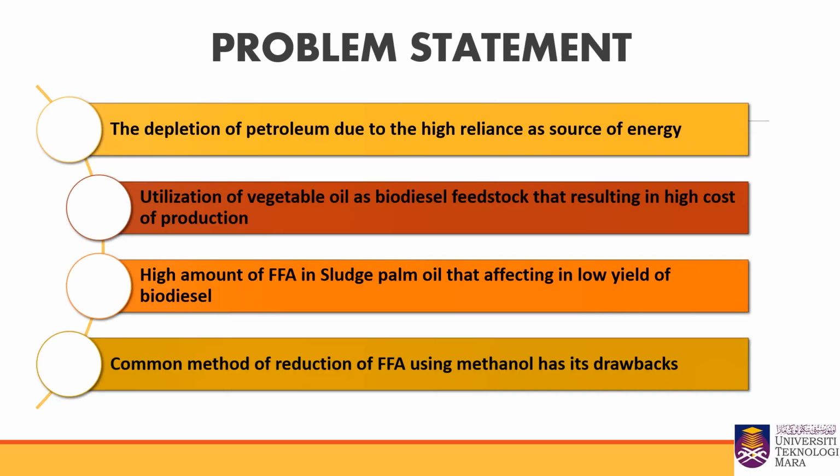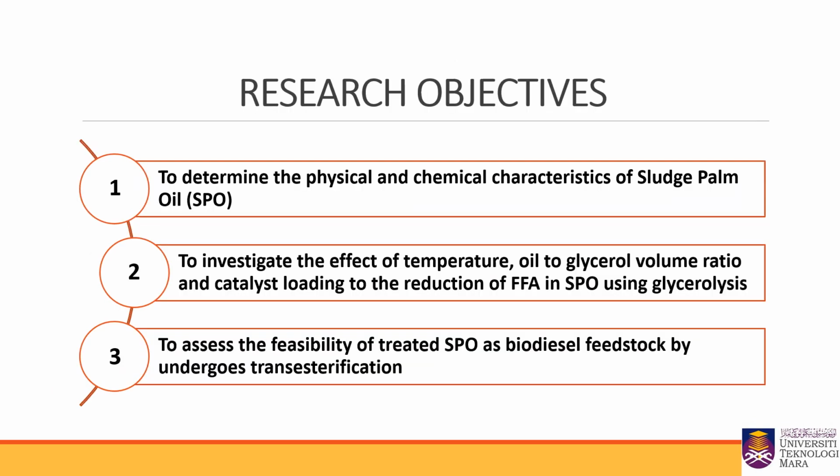So this is the problem statement. The first one is the depletion of petroleum due to the high reliance on it as a source of energy. Then the utilization of vegetable oil as biodiesel feedstock results in high cost of production, and the high amount of FFA in SPO affects the yield, resulting in low yield of biodiesel. The common method of reduction of FFA using methanol has its drawbacks. Therefore, we use glycolysis.